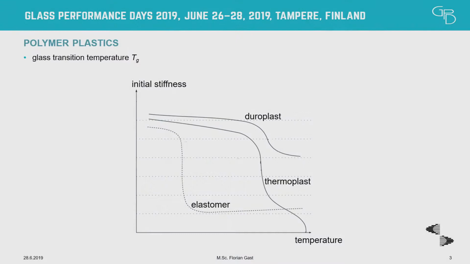Just one slide about the behavior of the material dependent on the temperature. Here you have the three types of polymers, elastomer, thermoplasts, and duroplasts. It's just a qualitative slide, but you can see they all have one in common. They have a huge stiffness drop at a certain temperature. That temperature is called glass transition temperature.